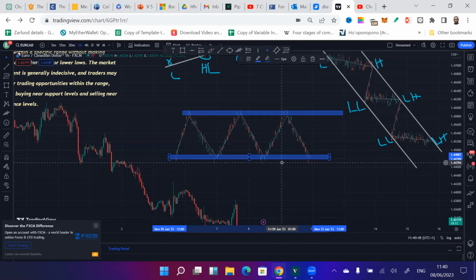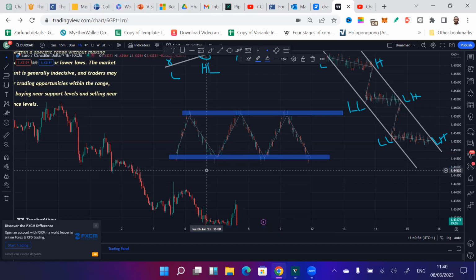So in this case, what do you do in a range? There are two possibilities. There are two things you are likely to do in a range, or you are expected to do in a range.